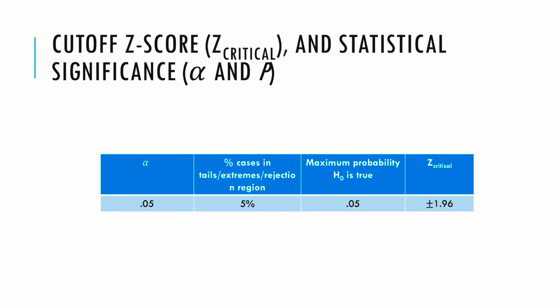So alpha is 0.05, 5% of cases extreme. I already mentioned this, but that z-score also represents the rejection region. Another way of thinking about it is we can create this cutoff z-score, this z-critical value. Once we cross that, we're now in the rejection region, or the region in which it's okay to reject the null hypothesis. We call that the rejection region. The z-score represents not only 5% of cases in the extremes, but it represents the rejection region. It also represents the 5% chance that the null is true.